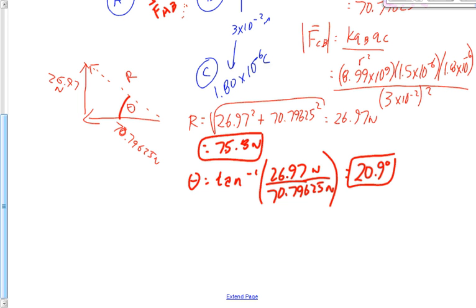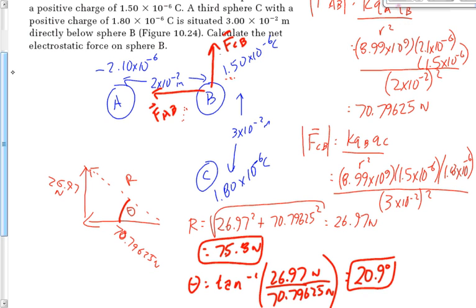Is that hard? Yep. Would C be attracted to A? Would there be a force of A on C here this way because they're opposite charges? Absolutely. But we don't care about it right now because we're not trying to find the force on C. We're only trying to find the force on B right now. If you're trying to find the force of A and B on C, then that would be a relevant force. Okay, does that make sense? Draw the free body diagram only for the object for which you're trying to find the force.